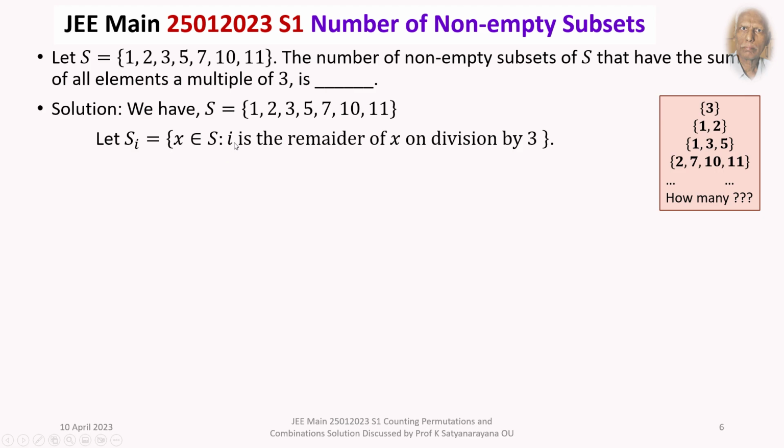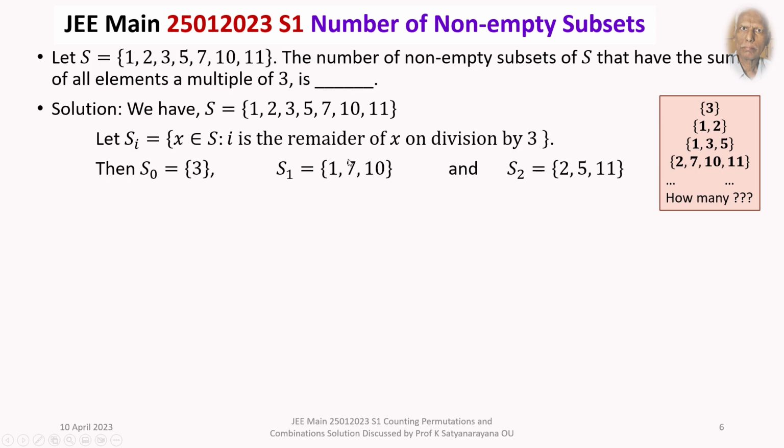So first we say S0. S0 means 0 is the remainder of x on division by 3. What are those elements in this? There is only one element, that is 3. Next, what are those elements that when divided by 3 give a remainder 1? 1 is a candidate. 7 is a candidate. And 10 is a candidate. Correct. So S1 consists of 1, 7, 10. So S0 is the singleton set consisting of 3.